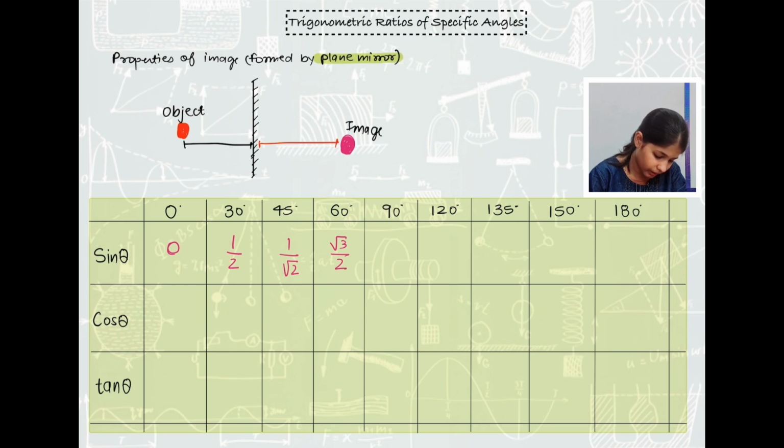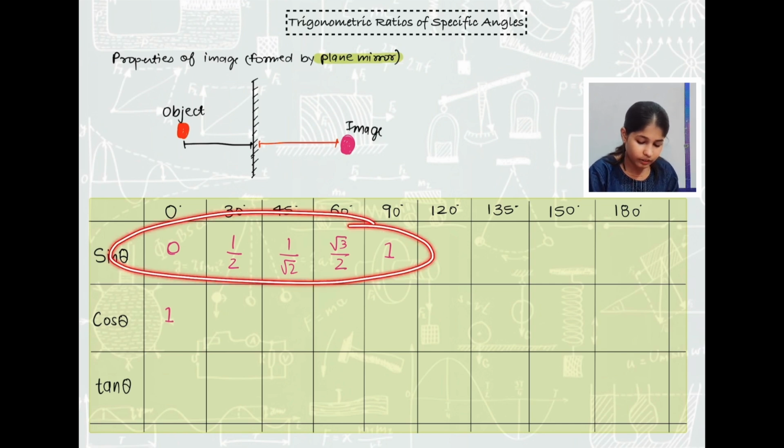sorry, let me erase here and write more clearly. 1 by under root 2, sine 60 degree under root 3 by 2, sine 90 degree is equal to 1. Okay? Now what will be the value of cos 0 degree? It will be 1. You just have to make it opposite, the values of sin theta to opposite.